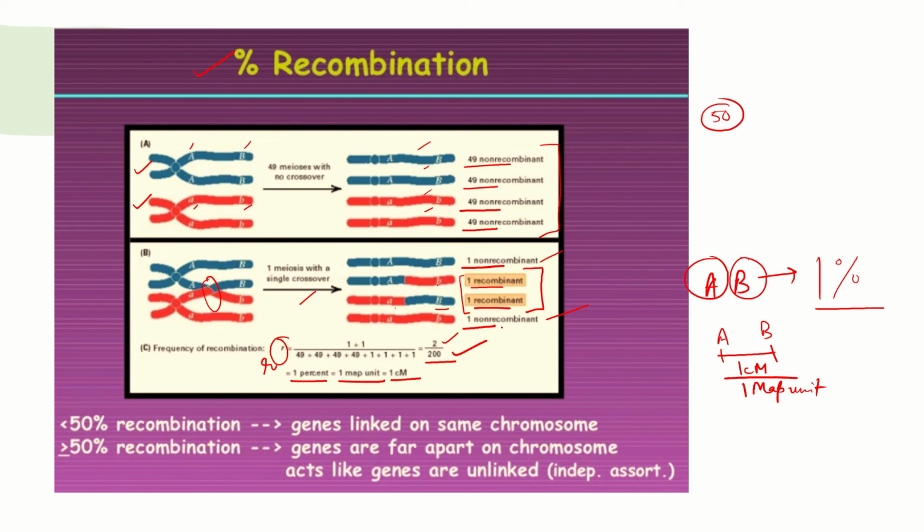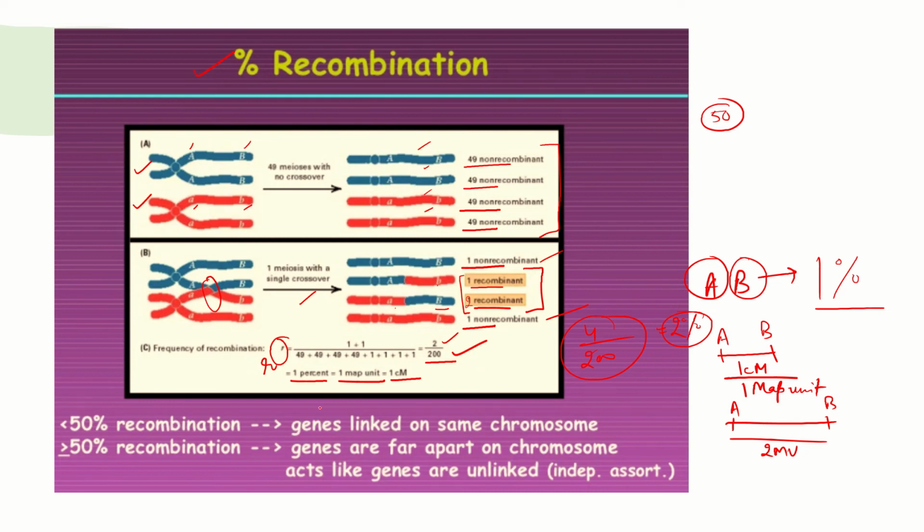Had there been some other variation in the crossover, for example if you were getting 2 here and 2 here, then the data would be 4 upon 200, and accordingly this becomes 2%. It means those genes have more recombination possible, so they are slightly more distantly placed. Obviously the distance will now be 2 map units. So this is how it is calculated using this formula: the number of recombinants divided by the total combinations including non-recombinants, and you can find the value.